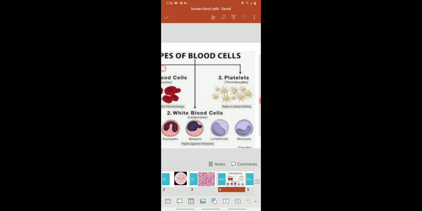These T lymphocytes are matured in the thymus. Okay. The second cell is the monocyte. It is the largest cell of all the blood cells and it has a bean-shaped or kidney-shaped nucleus. These cells are also called phagocytic in nature because they also act as the cleaner cells.